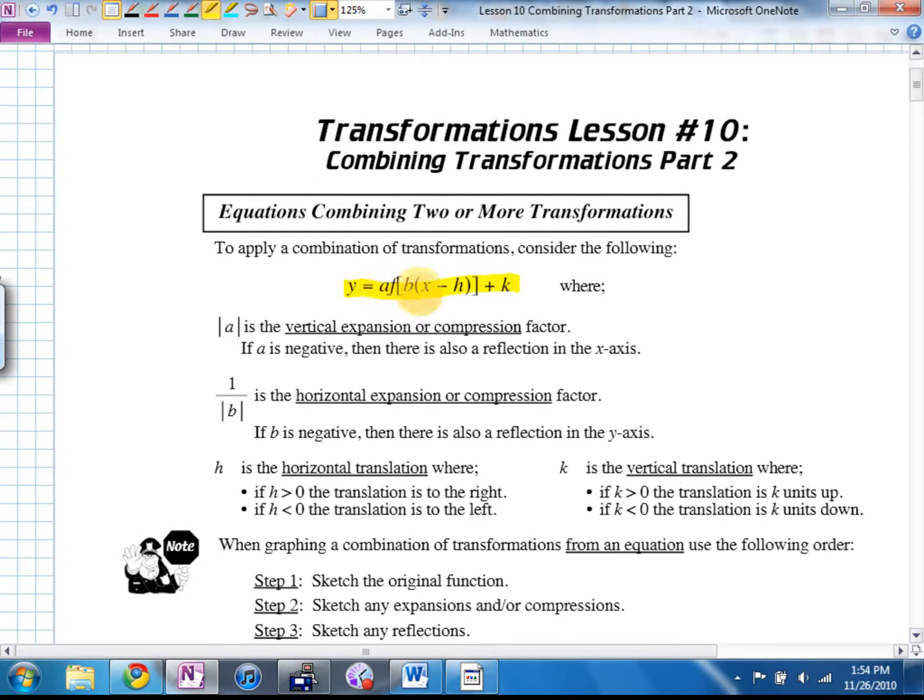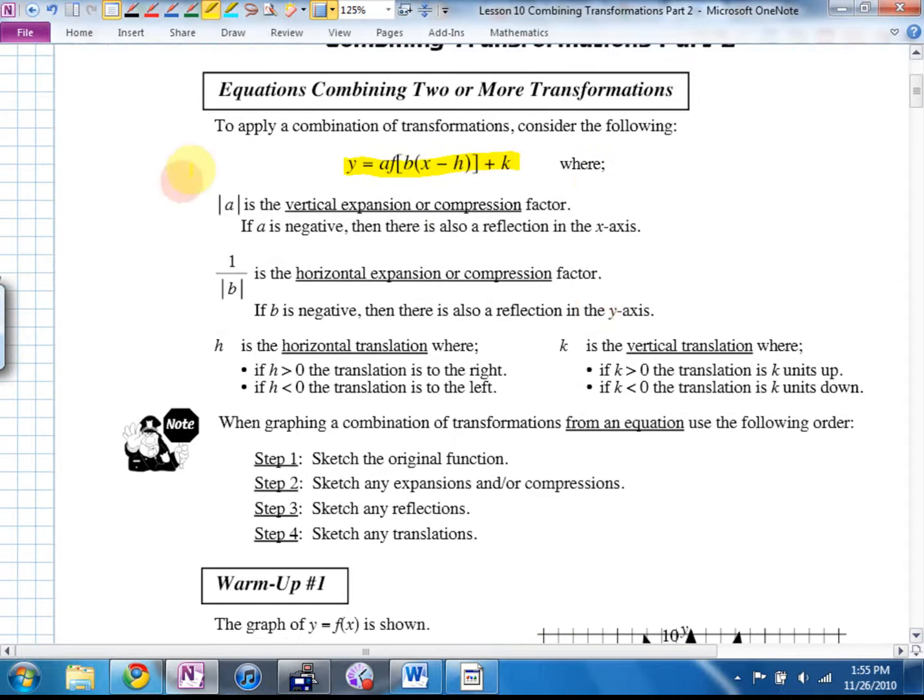What does the B mean? Vertical or horizontal? Horizontal. It's expansion, compression, and it is backwards because it's next to the X. Oh, and if it's negative, that also means a horizontal what? Reflection. See how all this is coming together now? What does that mean? That's a left-right slide, and it's backwards because it's next to the X. What does that mean? That's up-down, and it's no longer backwards because it's no longer next to the Y. It's been moved over. Okay? That's what this is saying. And to do these, what we're going to do is expansions, compressions, reflections, slides.